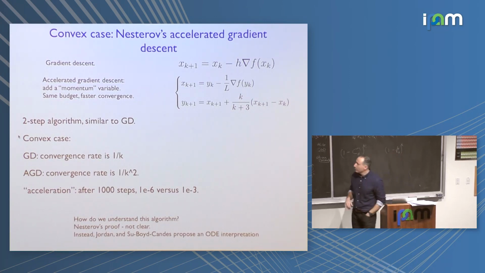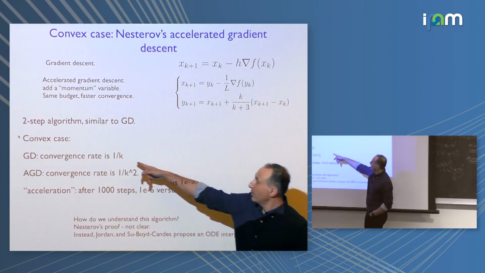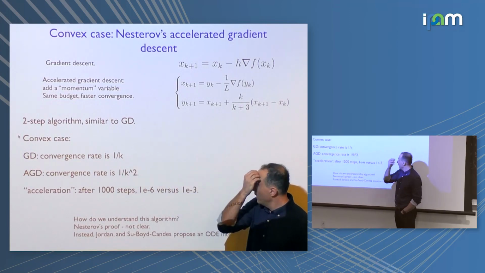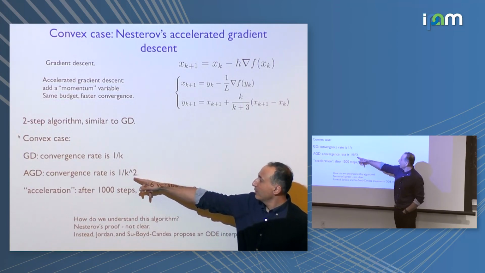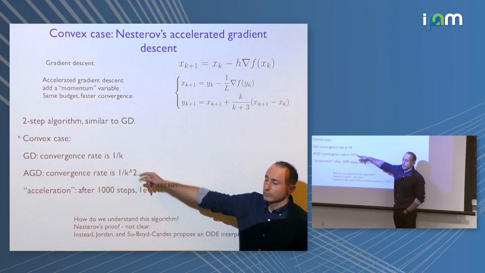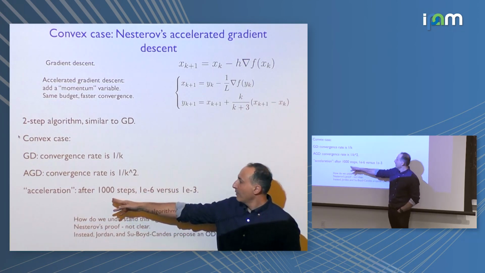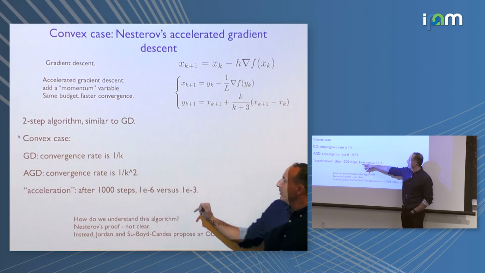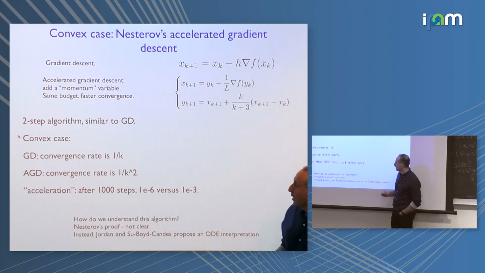So yeah, there it is. I wrote it down. In the convex case, gradient descent is only 1 over k. That's super slow. And acceleration means you accelerate it to 1 over k squared. That makes a big difference. After 1,000 steps, you're talking about 1 over a million versus 1 over 1,000.